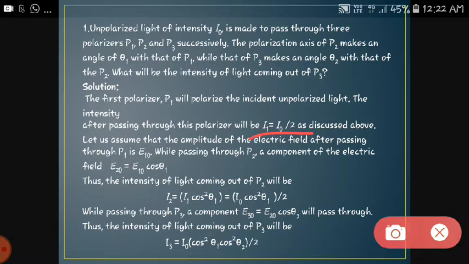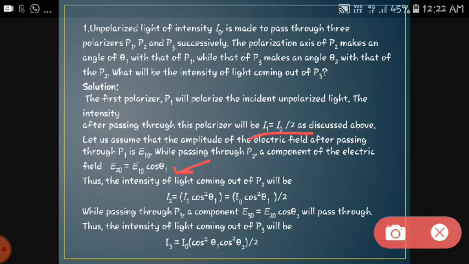Let us assume the amplitude of the electric field for the first one is E10, and for the second polarizer it is E20. According to the formula, E20 is equal to E10 cos theta 1. This is the theoretical part written over here, but we just want to find out the intensity of light coming out of P3.